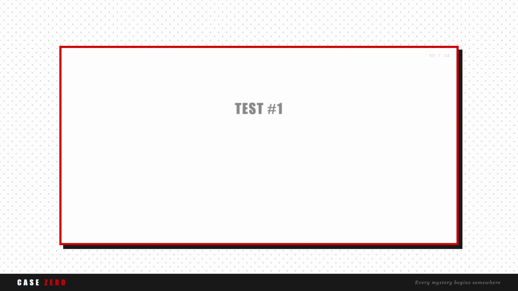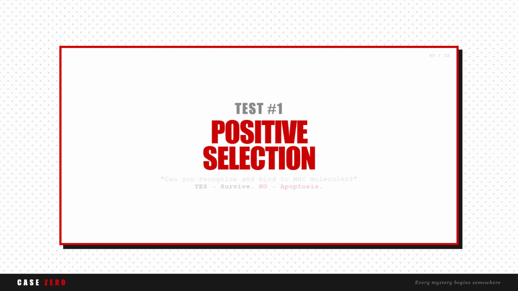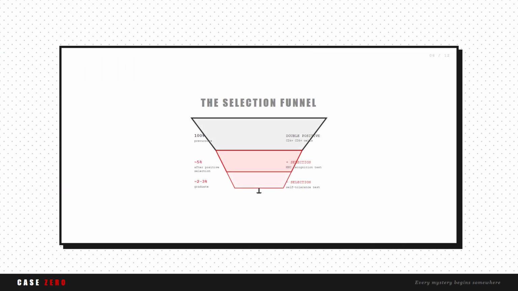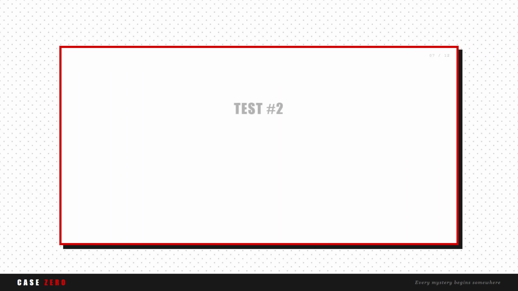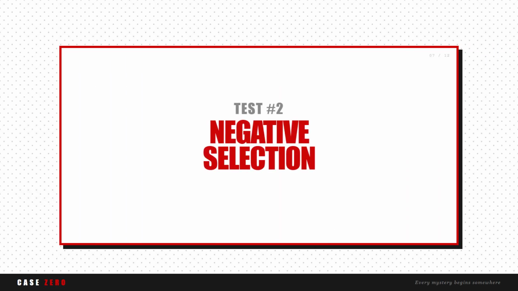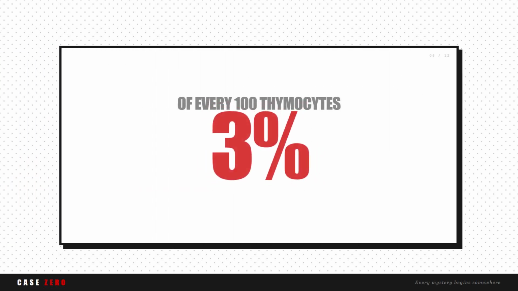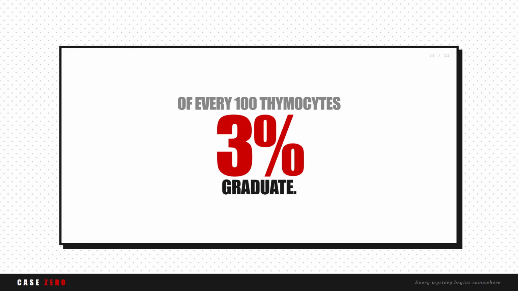The first is positive selection, occurring in the thymic cortex. Thymocytes that can successfully engage with self-MHC molecules, the surface proteins your cells use to display their internal peptide content, receive survival signals. Those that cannot are eliminated through apoptosis. A T cell that cannot read MHC is functionally useless.